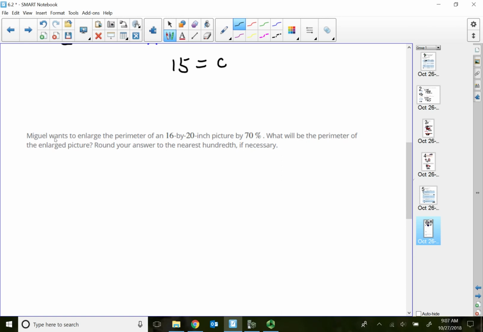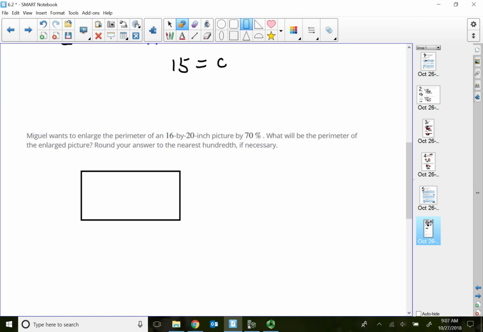All right. Miguel wants to enlarge the perimeter. All right. So this problem is about the perimeter of a 16 by 20 inch picture enlarged by 70%. So by looking at the dimensions, what I have here is the perimeter of a rectangle, 16 by 20. So let's just say this is 20. How about that? This is 16 inch. So I want to enlarge this perimeter by 70%. I want to make it 70% bigger. What would the perimeter of the enlarged picture be?